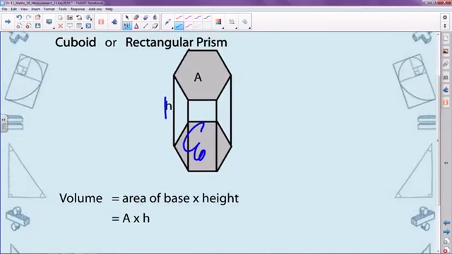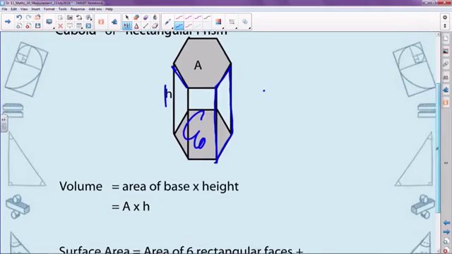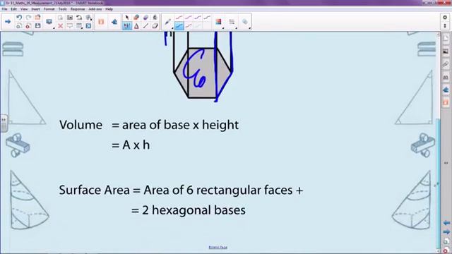So it's this side, that's the first rectangular face, which is going to be equivalent to the one that is on the opposite side. So it's 1, 2, 3, 4, 5, 6. So you're going to have 6 rectangular faces plus the 2 hexagonal faces, which is going to be the bottom and the top.